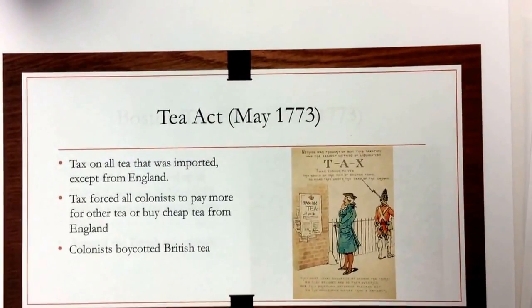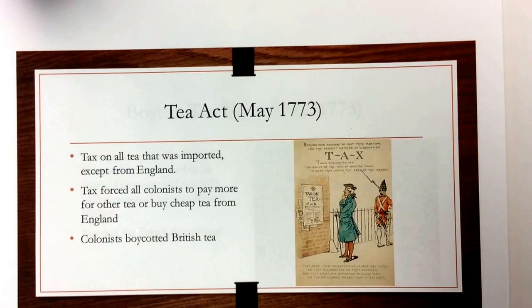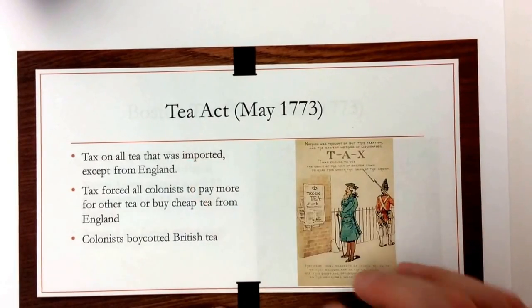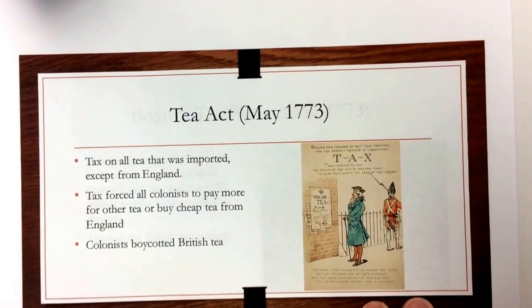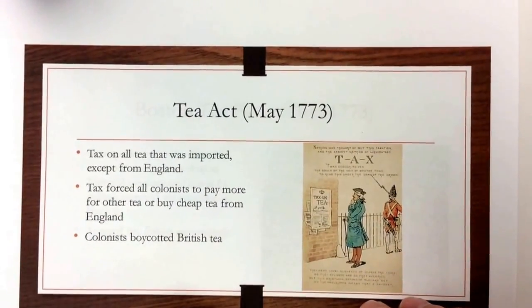Next, we have the Tea Act in May of 1773. It is a tax on all tea that was imported except from England. The tax forced all colonists to pay more for other tea or buy cheap tea from England. And people don't like being told what to buy, so they're going to refuse to buy it. And by doing that, it's going to continue to cause problems, because this is like the national tea. Tea is the national drink of England. No matter what you do in life, if you see anything British, they're always going to have a cup of tea.